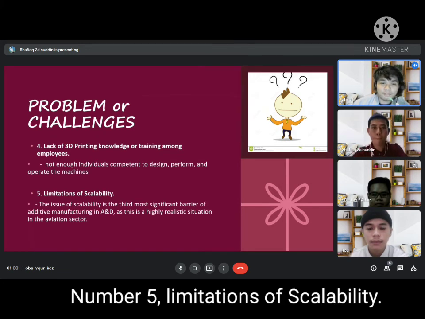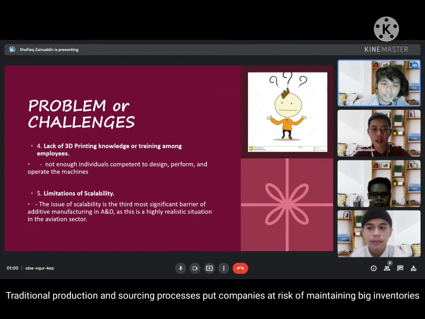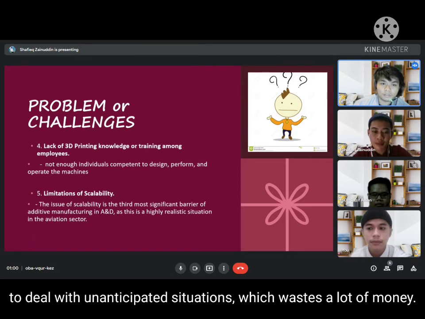Number 5, limitation of scalability. Traditional production and sourcing processes put companies at risk of maintaining big inventories to deal with unanticipated situations, which wastes a lot of money.